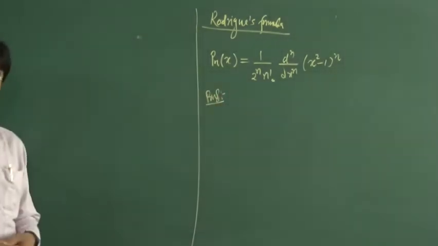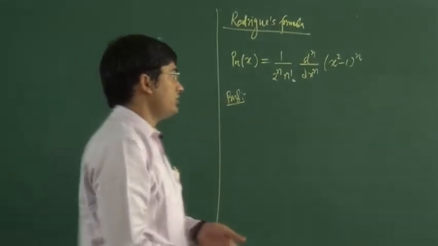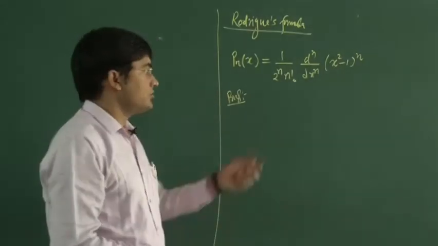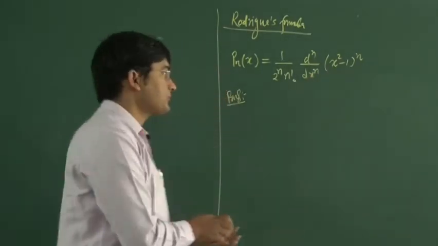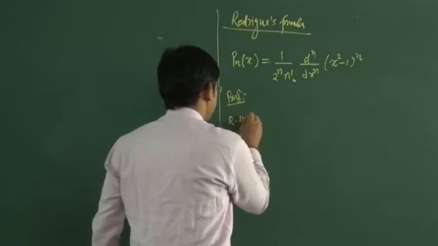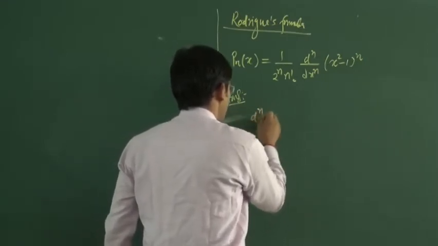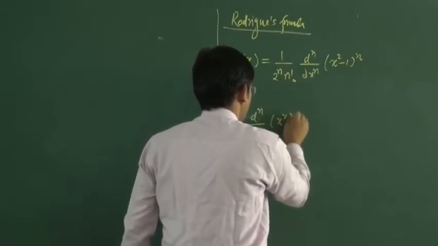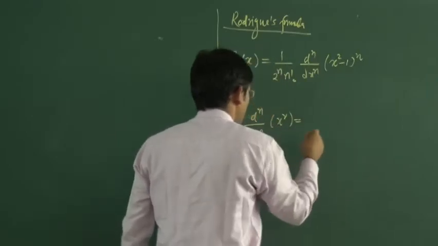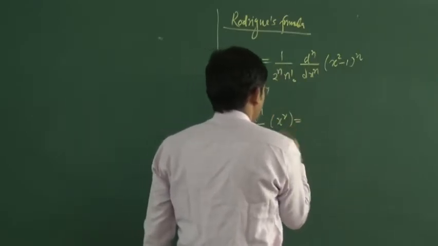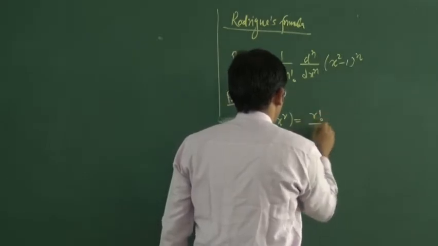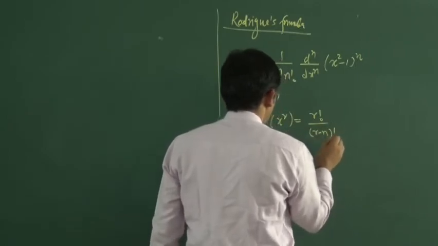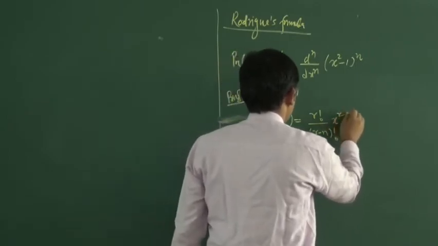Either you can prove it by using the Leibniz theorem, or just try to find out the nth derivative of this one with the help of the binomial series. So I am going to use the binomial series. So here let us take the right hand side, and before that we will use this formula: d^n upon dx^n of x power r is equal to factorial r upon factorial (r minus n), then we will have x power r minus n.